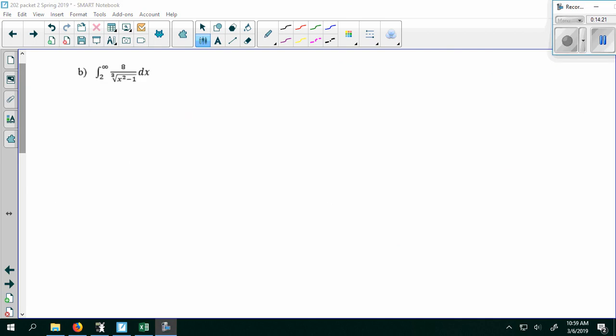Okay, let's try another one. The integral from 2 to infinity of 8 over the cube root of x squared minus 1. So the 8 doesn't really matter, because if the integral is finite, 8 times a finite number will be finite. If the integral is infinite, 8 times infinity is still infinity. So I'm just going to pull it out of the integral and look at 1 over the cube root of x squared minus 1.